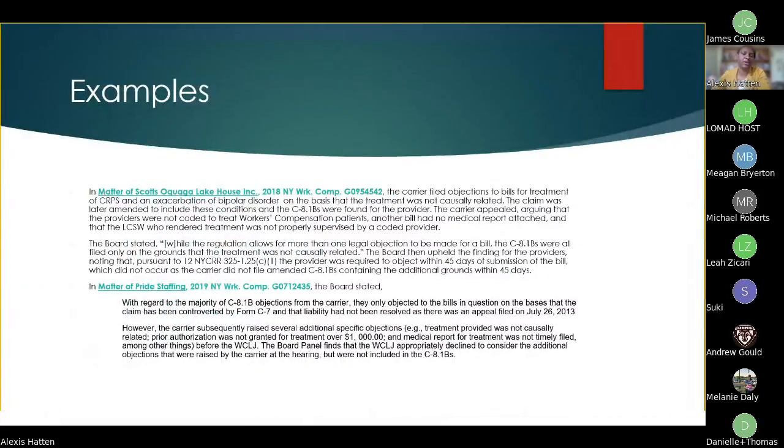So in this example here, this 2018 case, the carrier filed objections to bills for treatment, arguing causal relationship, and the claim was later amended to include these conditions. The C8.1bs were found for the provider. The carrier appealed, arguing that the providers were not coded to treat workers' compensation patients, that the bills had no medical reports attached, and that the licensed social worker was not properly supervised by a coded provider. The board said none of those bases were indicated on the original C8.1b, so they upheld the finding for the provider.